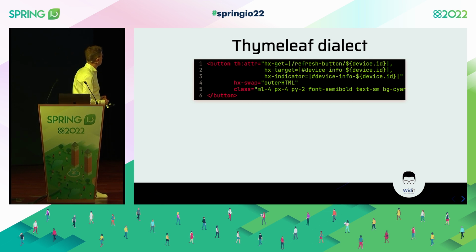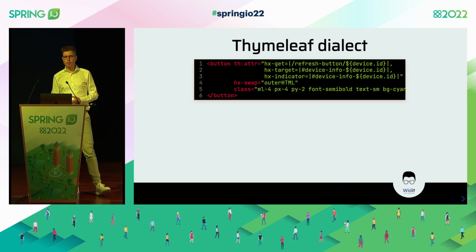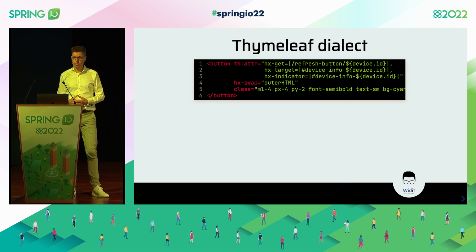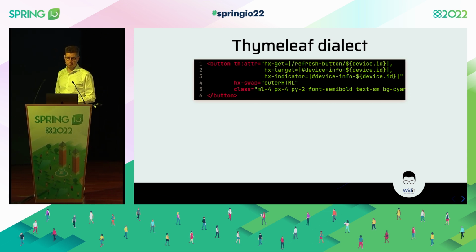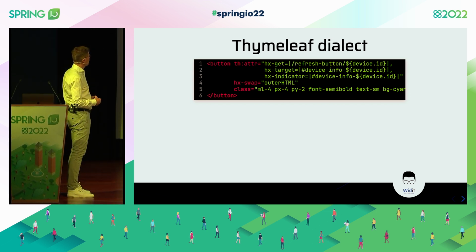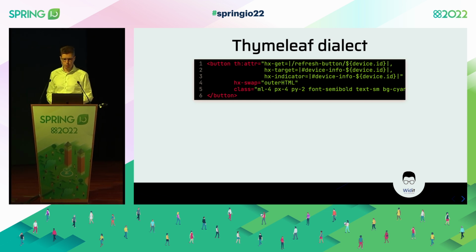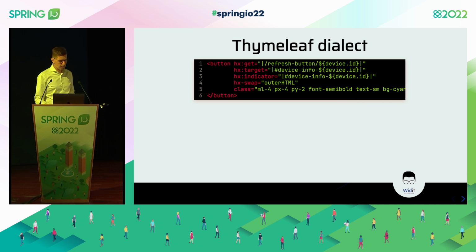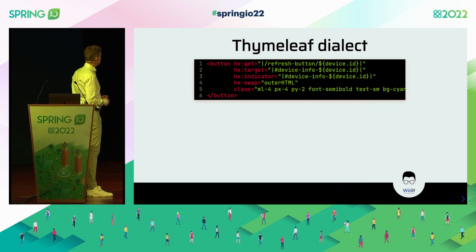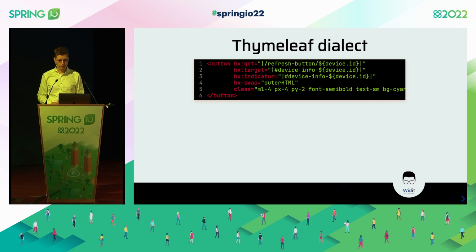By default, we have th:attr, a catch-all thing in Thymeleaf where you can add attributes to your elements at runtime. So here we want to add the get, the target, and the indicator. The indicator is the little spinner that we saw. While that works, it's not as easy to work with. What we can do now with this library is just use hx:get, hx:target, and hx:indicator, and then use Thymeleaf code within that.